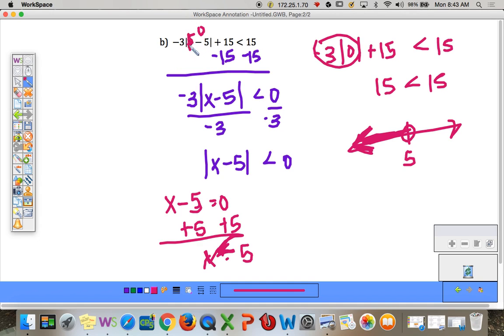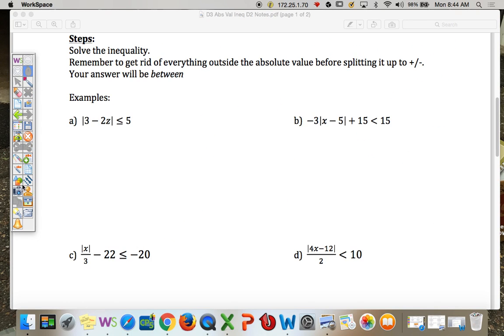So we have 1 minus 5 is negative 4. The absolute value of negative 4 is 4. 4 times negative 3 is negative 12. Plus 15 is less than 15. All right, so if you get a 0, one answer, then it's just going to be everything less than. X is going to be less than our answer 5 right here. So there it is. Okay, let's try the next one.